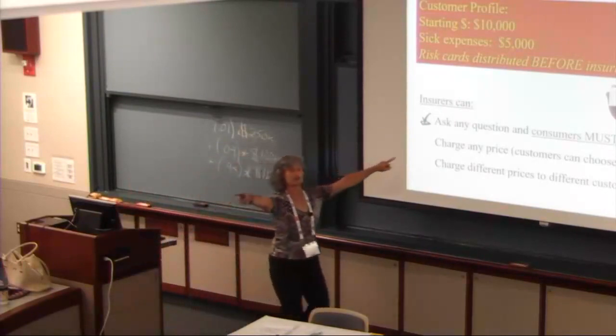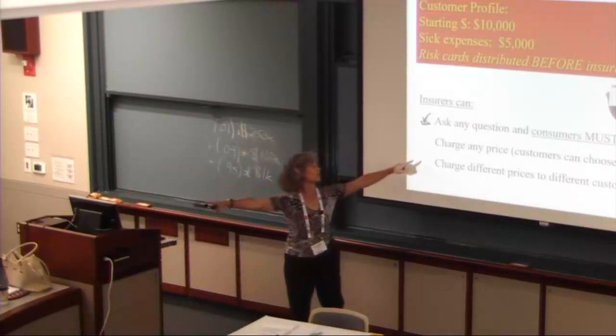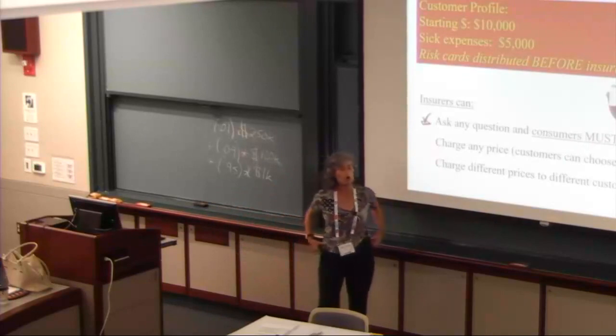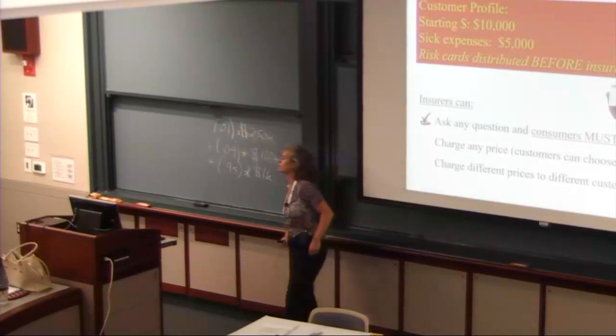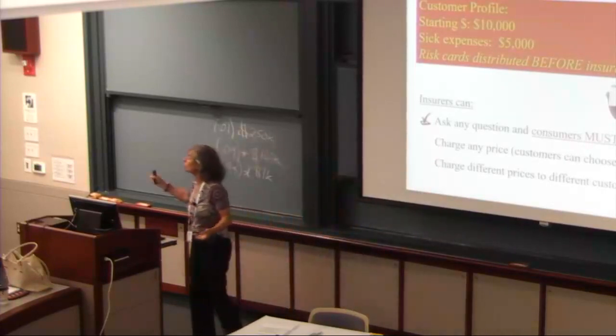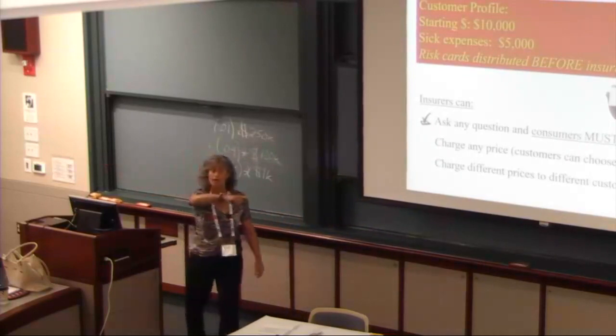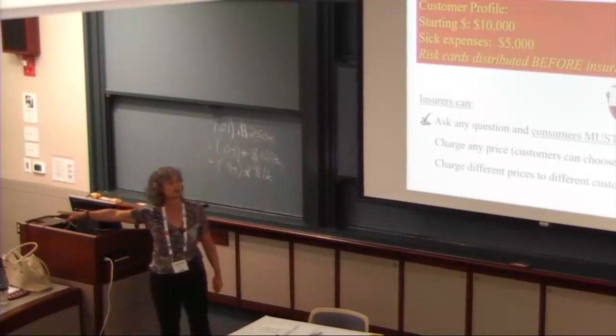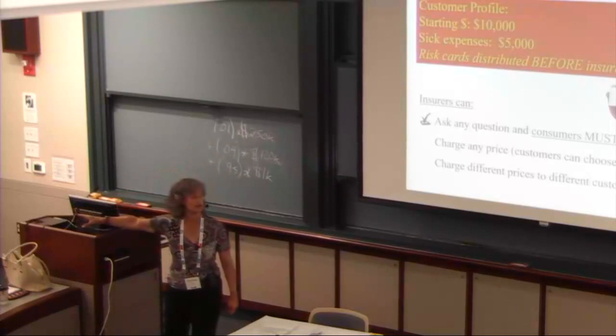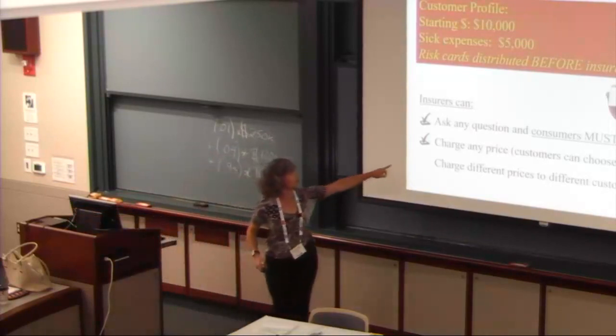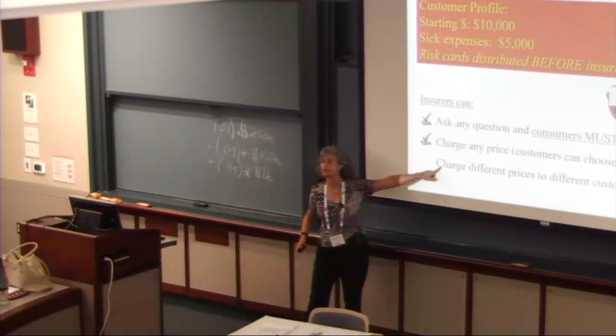The insurers, my insurer friends, you can charge any price you want. You don't have to charge the actuarially fair premium. Your goal is to beat the other insurance companies and end up with more money at the end. And you are perfectly free to charge different prices to different customers. This is a completely free market.